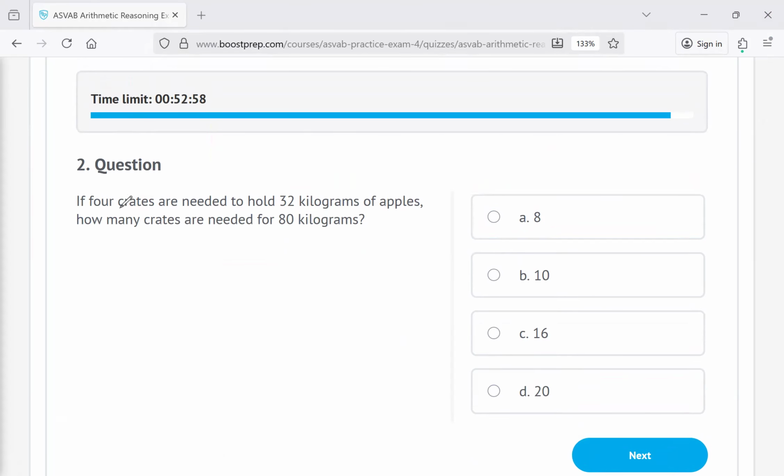Question 2. If 4 crates are needed to hold 32 kilograms of apples, how many crates are needed for 80 kilograms? When I've been doing these problems, I noticed that word problems are either related to a linear equation, like y equals mx plus b, or they usually put it in a proportion. I'm not saying all the time, but most of the time. I know this is definitely a proportion.